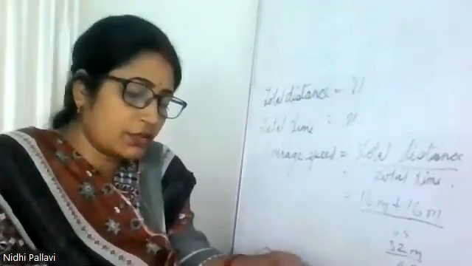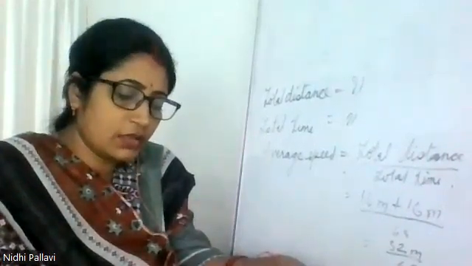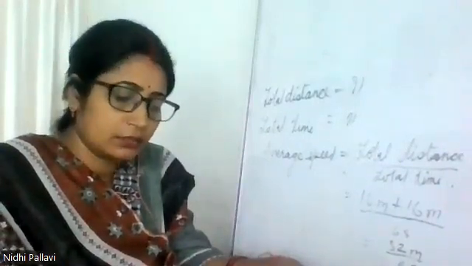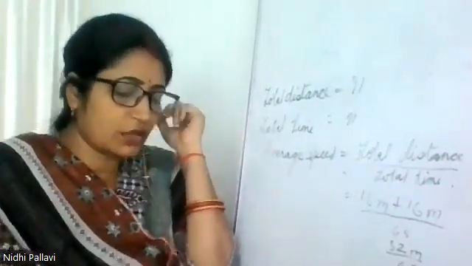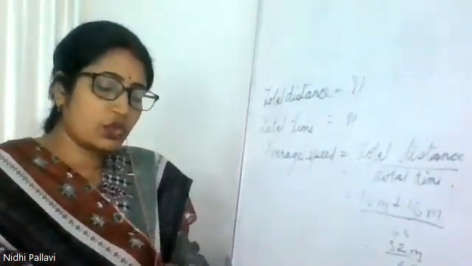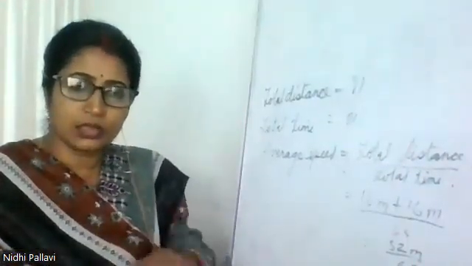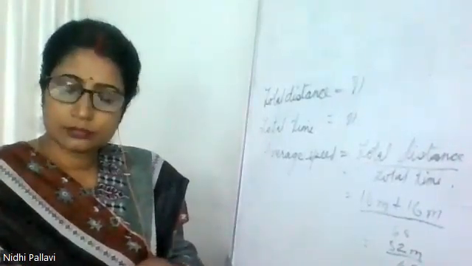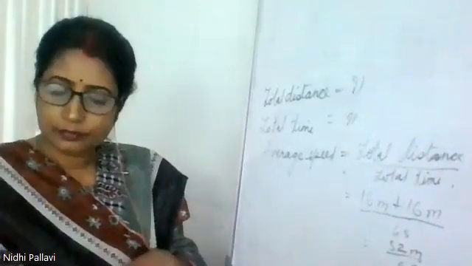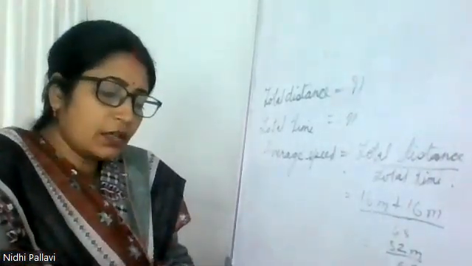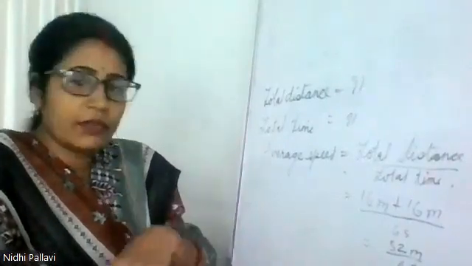Write down the question. Under what condition is the magnitude of the average velocity of an object equal to its average speed?